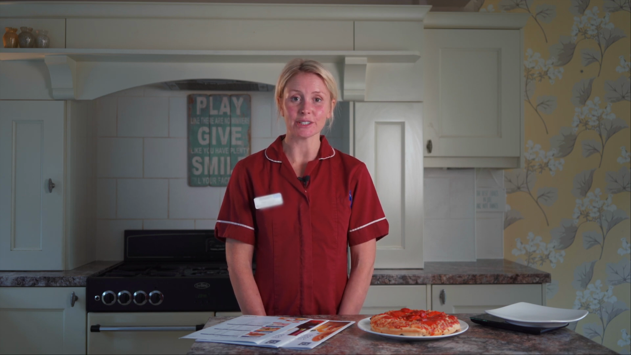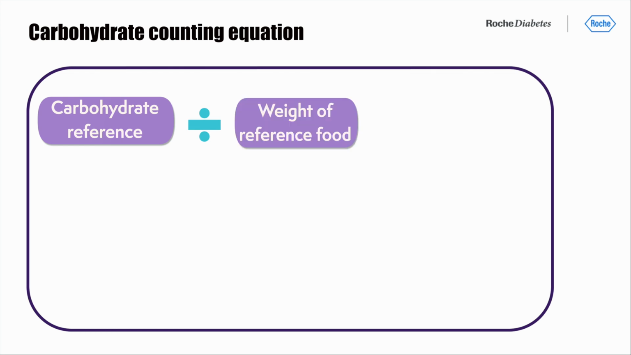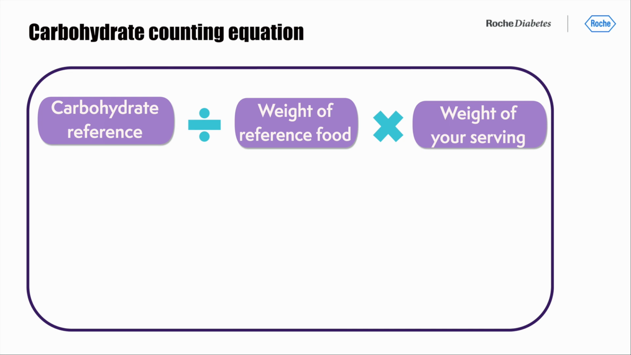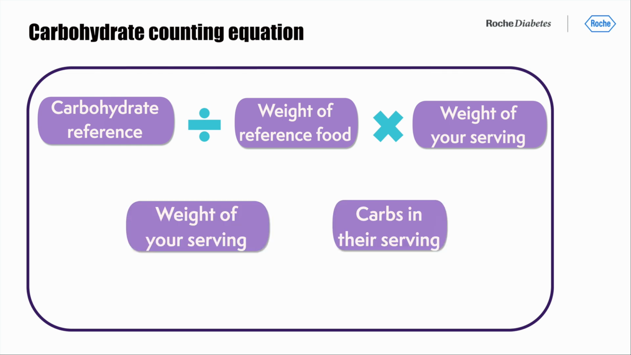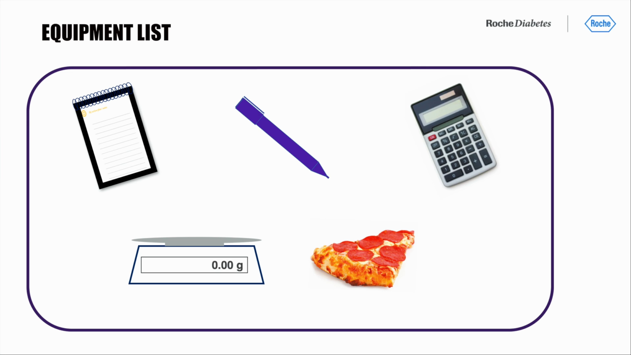Here's the calculation. Carbohydrates in reference food divided by weight of reference food times by the weight of my serving. So now we need two pieces of information, the weight of my serving and also the carbohydrates in the reference food. The equipment that you will need for this is a notepad, a pen, a calculator, some scales and the food that you will eat.